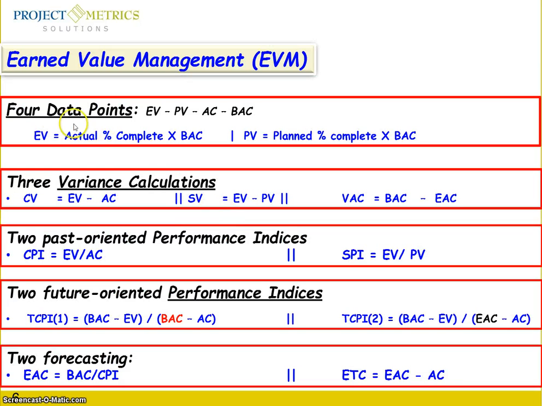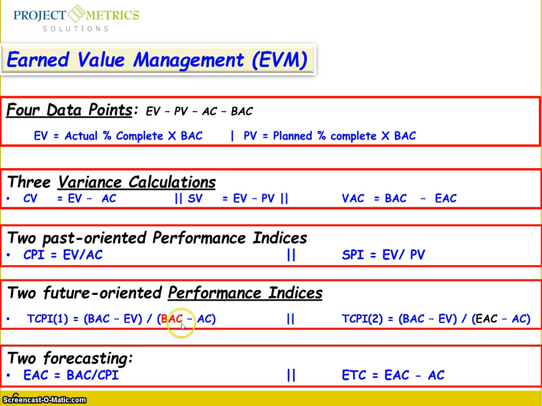I grouped all the things: the four data points, earned value, planned value, actual cost, budget at completion, and gave you some equations. It might be useful when you are calculating the earned value and the planned value. And the three variances, where you find subtracting formulas. And there are two past-oriented performance indices, CPI and SPI: cost performance index and schedule performance index. And then two future-oriented performance indices.